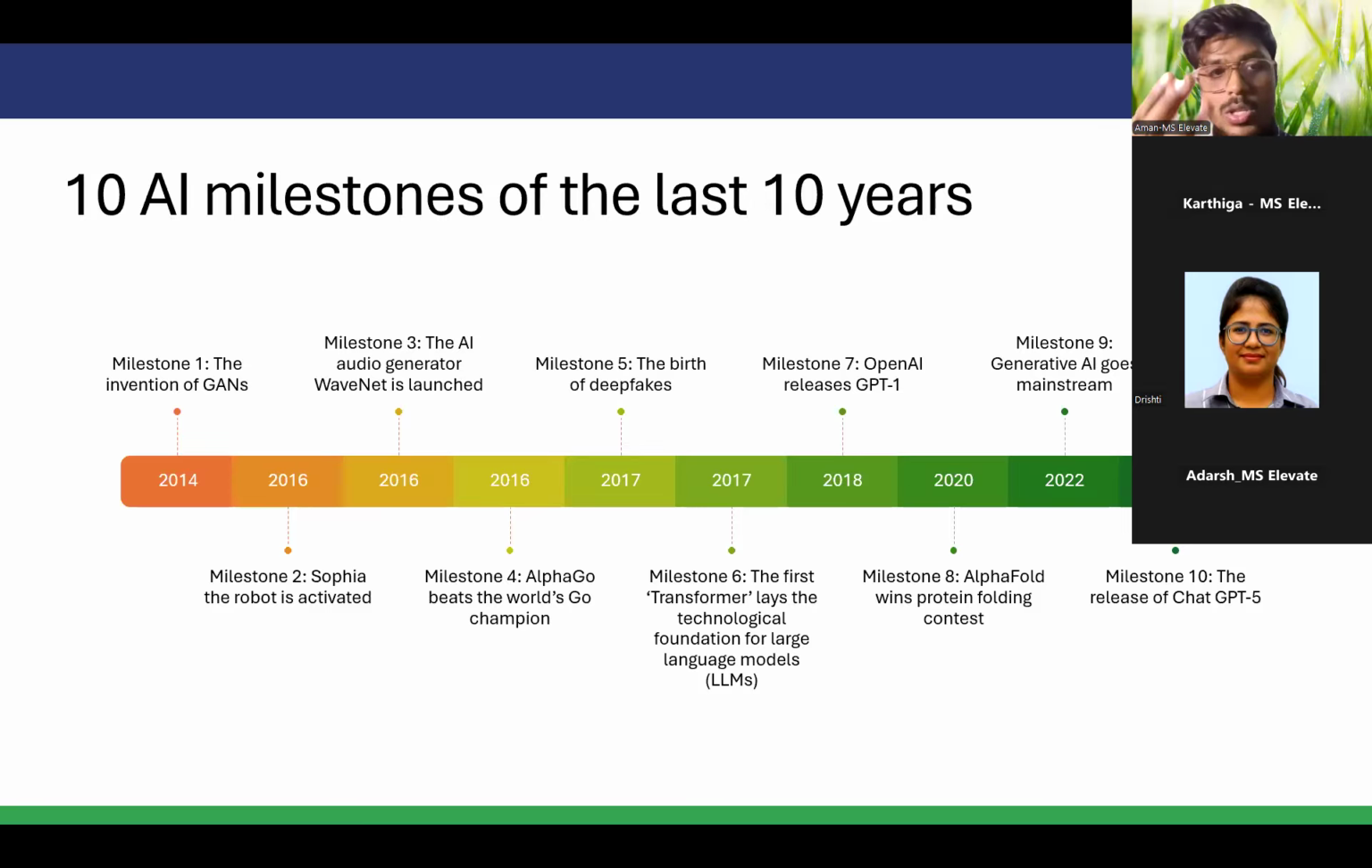Then milestone 2 was Sophia, the robot. Then milestone 3, the audio generator, WaveNet. Then milestone 4, AlphaGo, which actually beat the World Go Champion. Then milestone 5, the birth of deepfakes. Guys, are you aware of deepfakes? What are deepfakes?